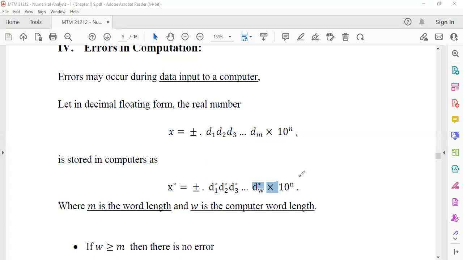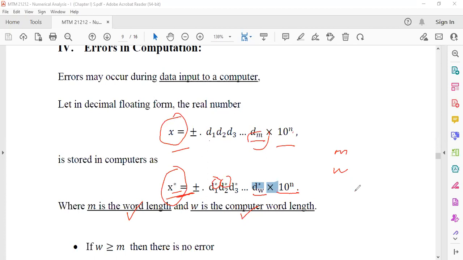Okay, so x is our true value, and this is our computerized value. This is the thing you have to consider. These values are up to m, and this value is up to w. Maybe these two are the same, or see the differences, m and w. These values are also changing, d_i star, because we are considering x star. So m is called the word length, and w is the computer word length.